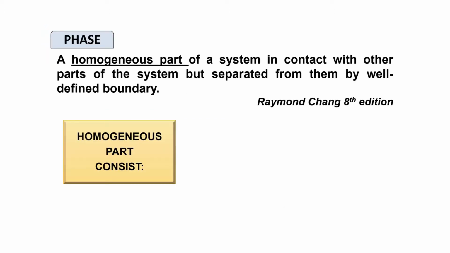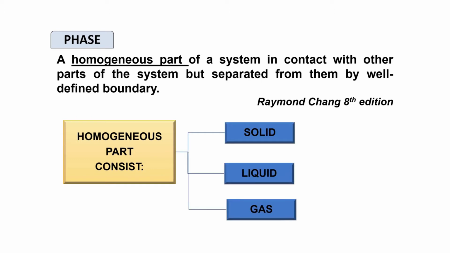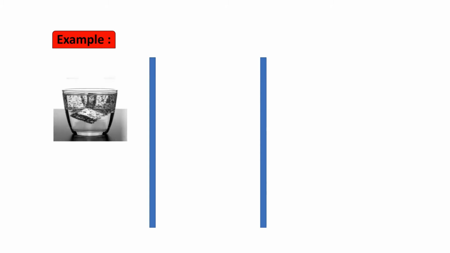According to Raymond Chang, 8th edition, a phase is defined as a homogeneous part of a system in contact with other parts of the system but separate from them by a well-defined boundary. Homogeneous parts consist of three: one is a solid, second is a liquid, third is a gas. We have some examples here. So look at that picture. We have a mixture of water and ice.